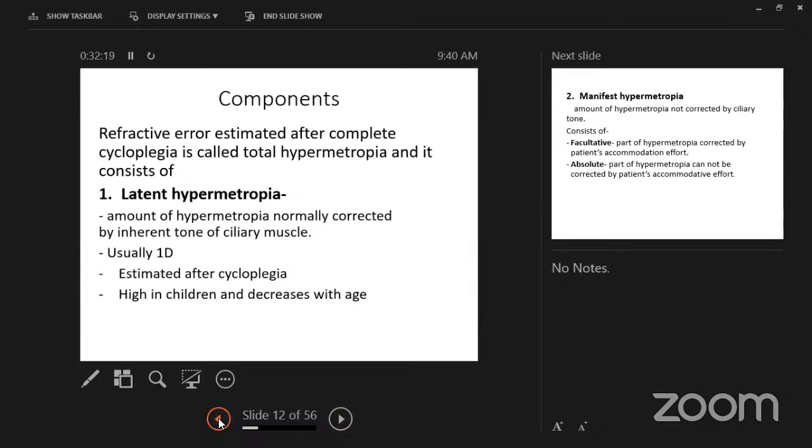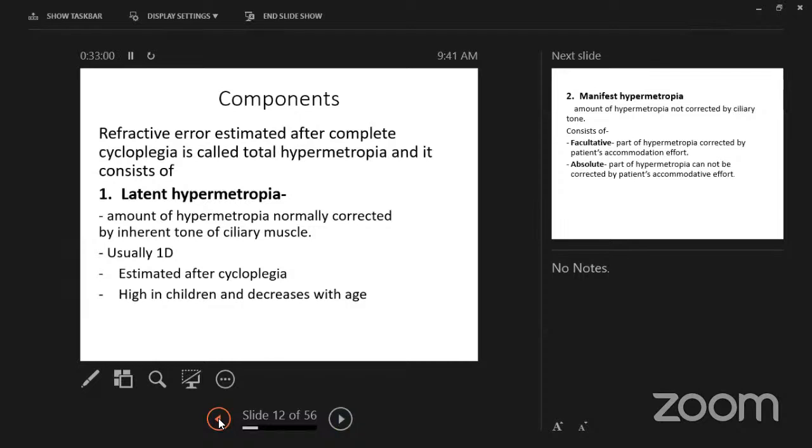Plus 4, we give him plus 5 glasses. He will be able to see that here. So you should know the basics of correcting hypermetropia. So do we do cycloplegic refraction for all hypermetropia? Patient 50 years old, plus 3 glasses.